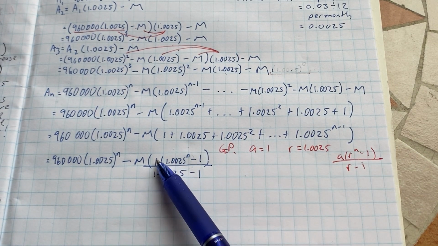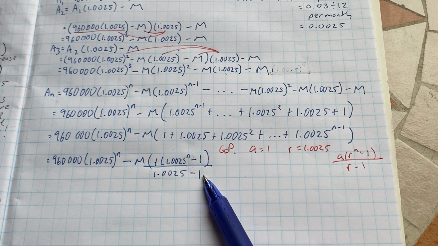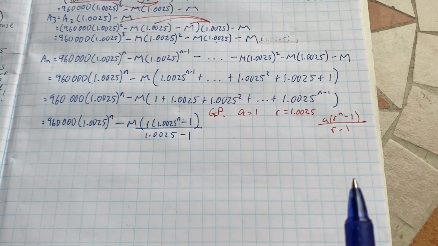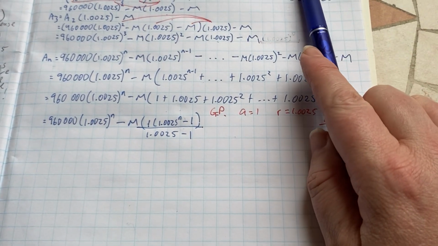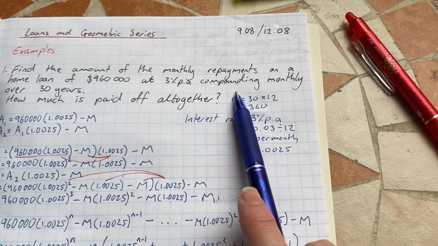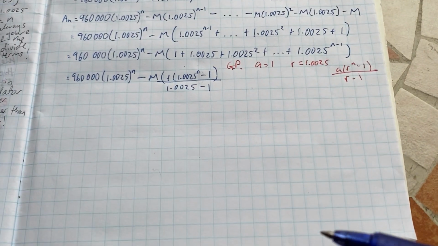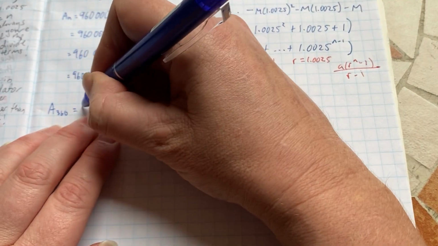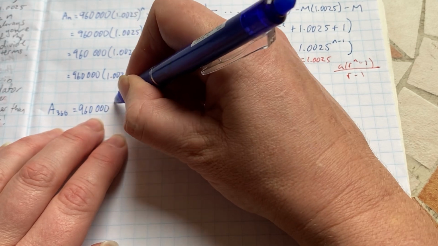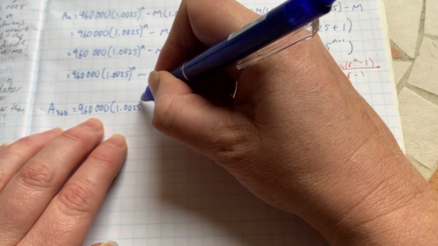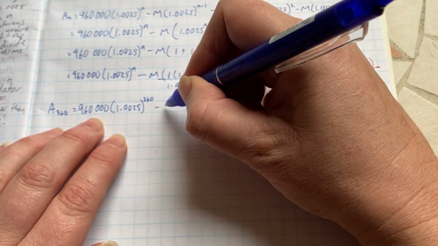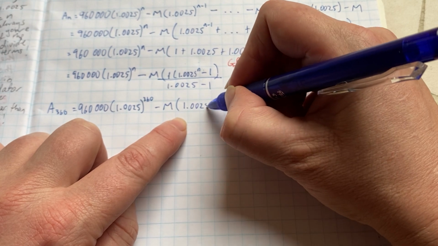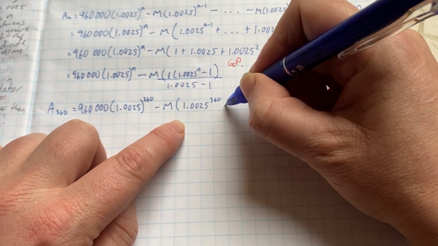Now we could tidy that up a little bit. We can drop the 1, we can tidy that up. I'm going to do 2 steps in once. Now notice we actually have to do, remember, 360 months. So we do actually have an n, which is 360. So a 360 is 960,000 times 1.0025 to the power of 360 minus m. So at this point I'll drop that 1, 1.0025 to the power of 360 minus 1.